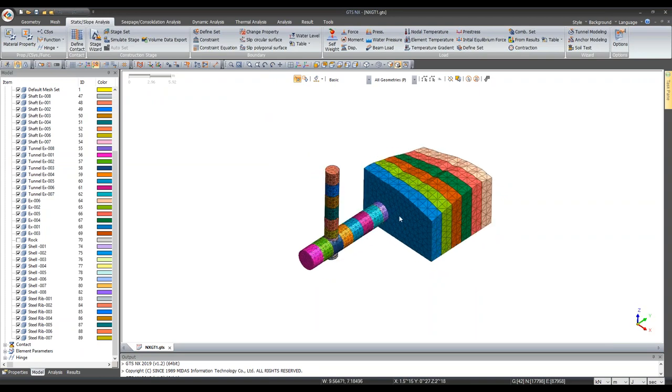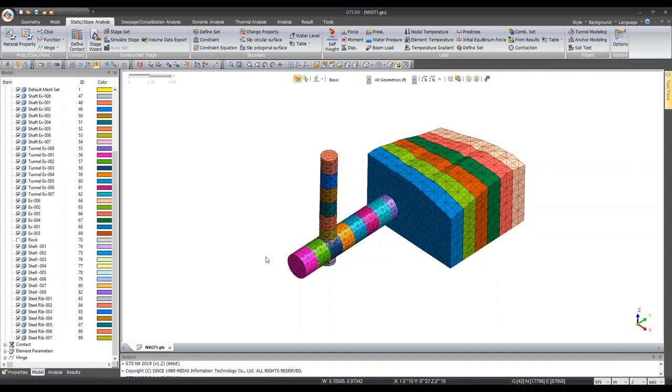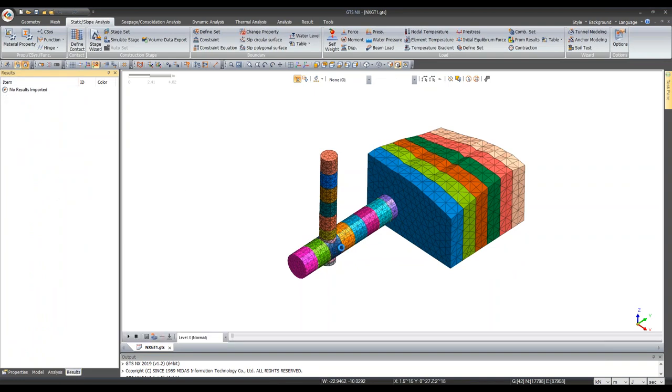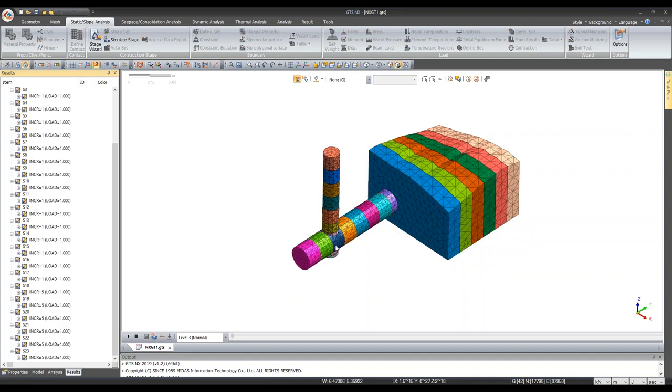If you have any doubts regarding your support systems, please let me know how they are easily modeled in GTS NX; it will be told to you from now. Now we will go for results. I have shown you the construction sequence, and now we'll be seeing the results at each and every stage.